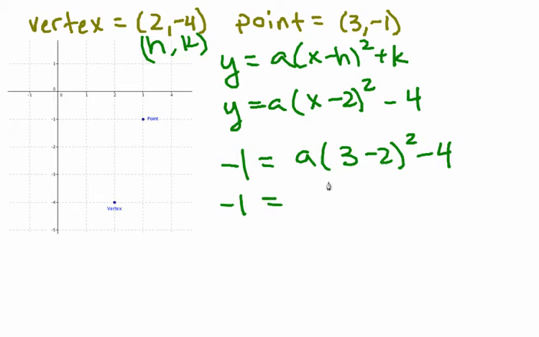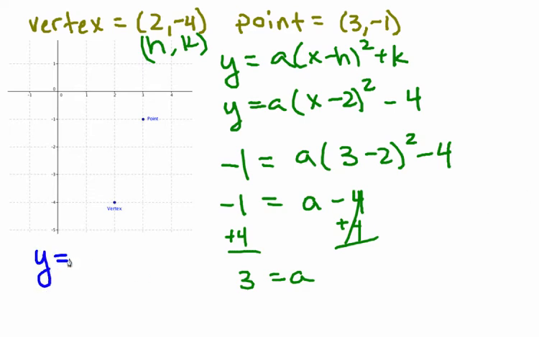3 minus 2 is 1. 1 squared is 1. So we just have a minus 4. Adding 4 to both sides, we get that 3 is equal to a. So our answer here in vertex form is that y equals 3 times the quantity (x minus 2) squared minus 4. And if you wanted to put that in standard form, it would come out to y equals 3.